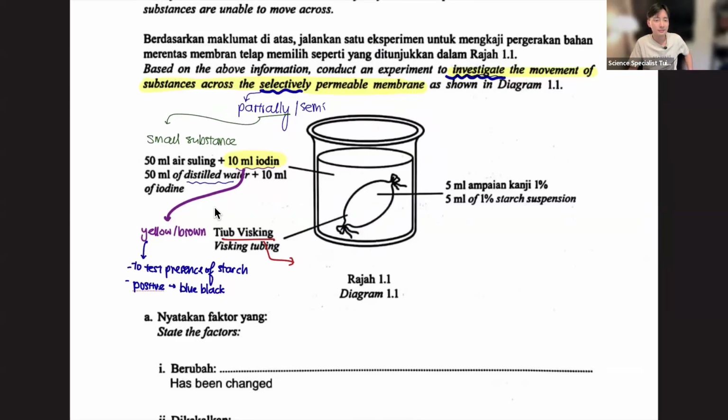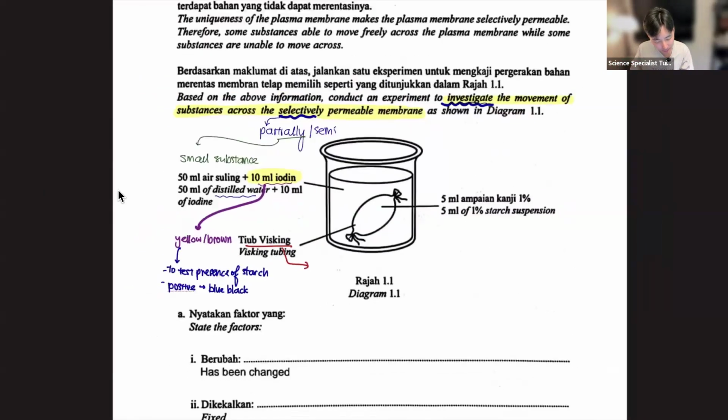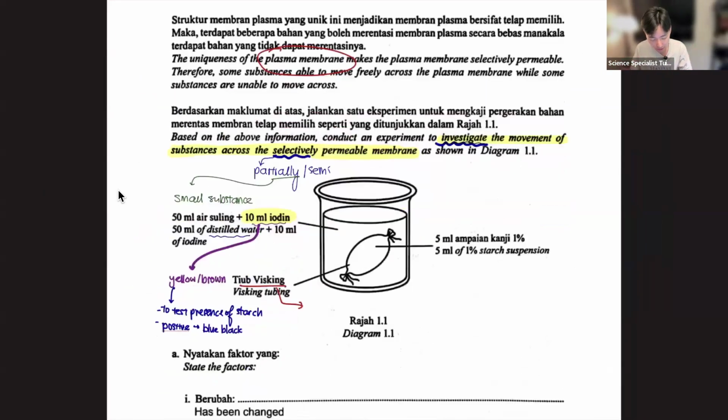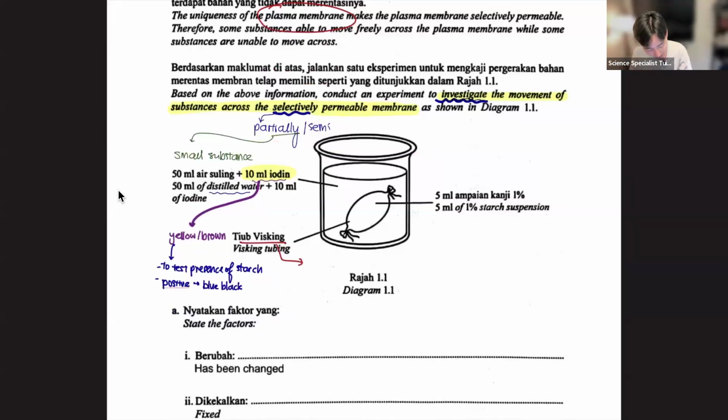Hey, very good. Just now I accidentally wanted to say it out. Okay, what is the function of Visking tubing? Okay, act as a semi-permeable membrane or act as a plasma membrane. Did they say about plasma membrane? They say about plasma membrane. You can talk about plasma membrane. So if they ask you what is the function of Visking tubing, it acts as a semi-permeable membrane.